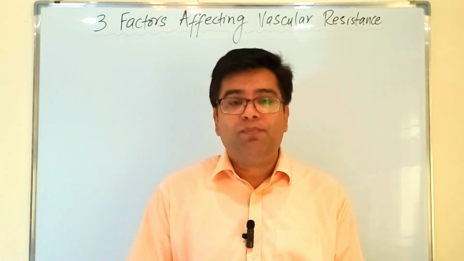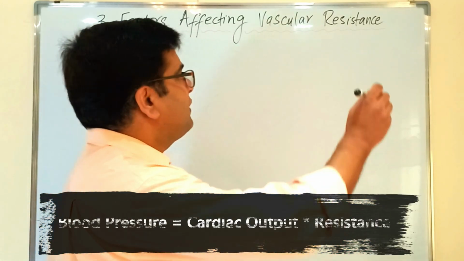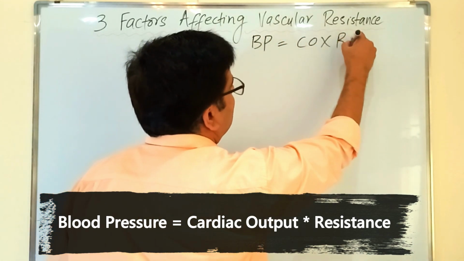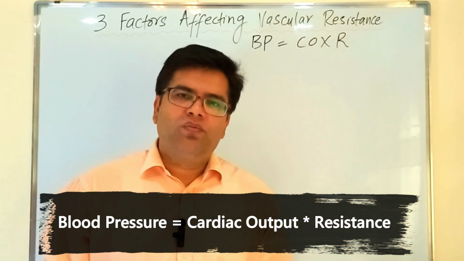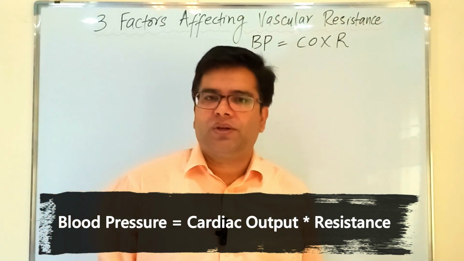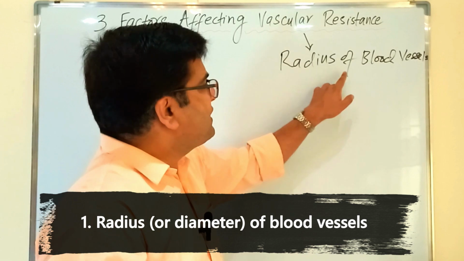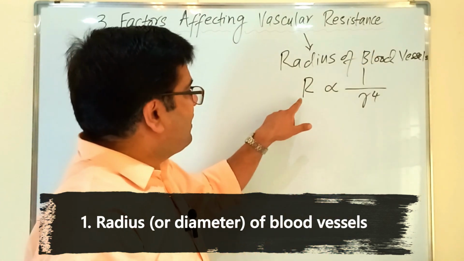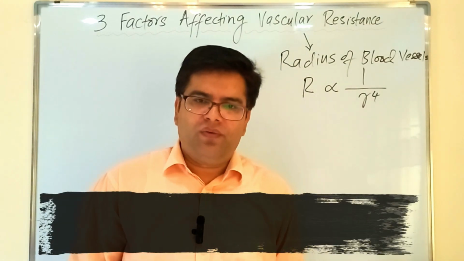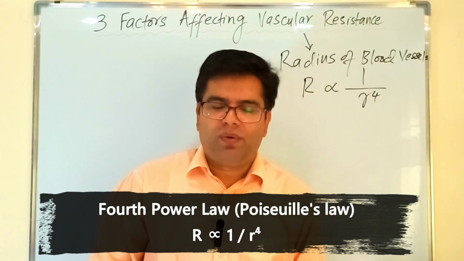But before that, it's important to know that the formula of blood pressure according to Ohm's law is blood pressure equal to cardiac output times resistance. So according to this formula, if any factor increases the resistance, this will increase blood pressure. The first and most important factor that affects systemic vascular resistance is the radius of blood vessels. Resistance of blood vessels is inversely proportional to the fourth power of the radius or diameter of blood vessels. This is also called Poiseuille's law or fourth power law.